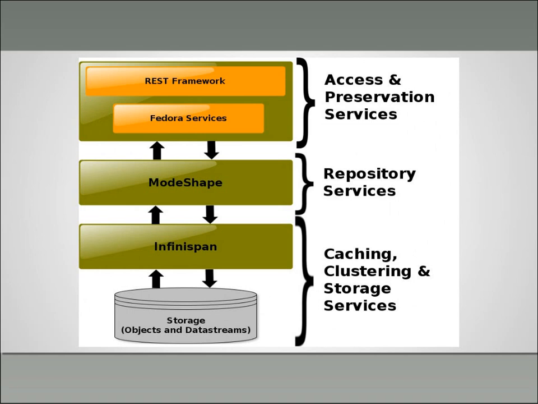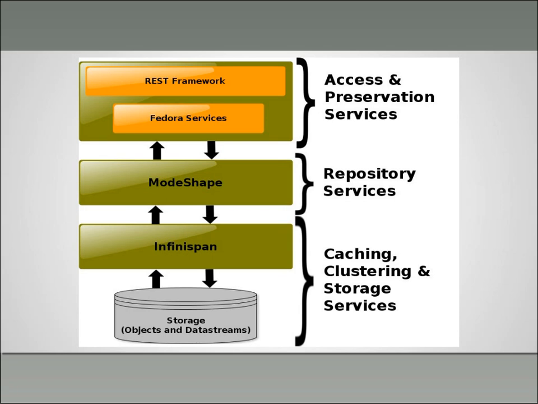And you can see here that I actually don't have a lot of custom code. The middle layers there, ModeShape and InfiniSpan specifically, are their own open source projects with their own communities. ModeShape is a repository application, and InfiniSpan provides distributed caching and clustering as well as configurable storage. And so Fedora 4 really is basically this framework of REST APIs built on top of these applications. So that gives you a picture of what the architecture looks like.